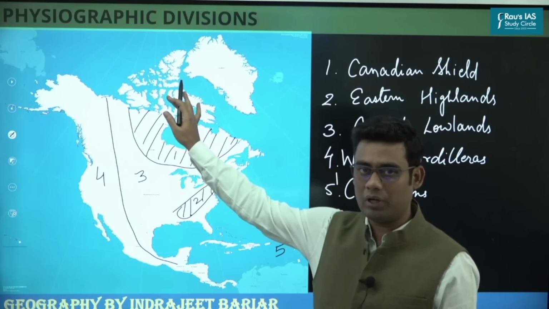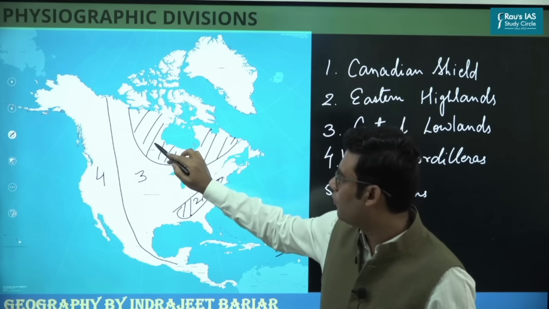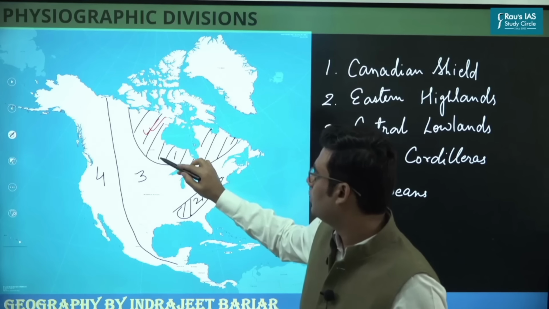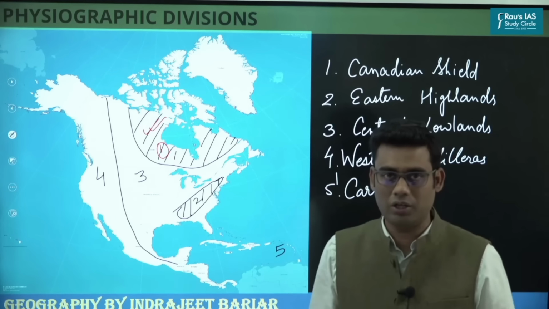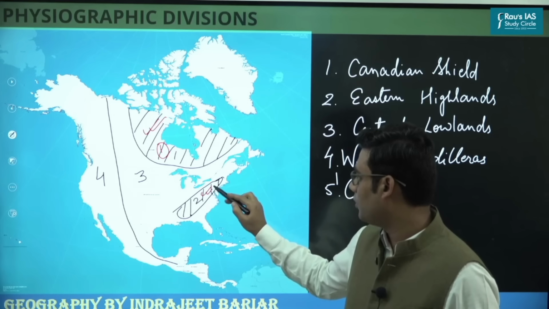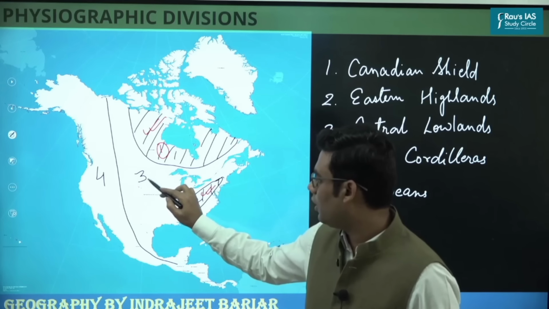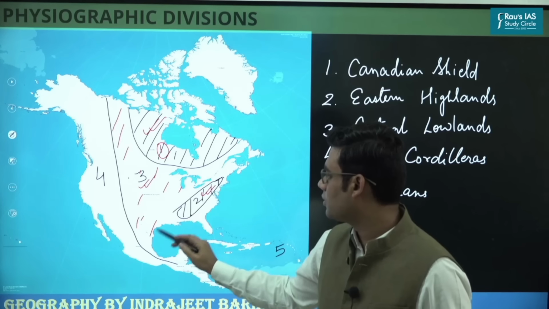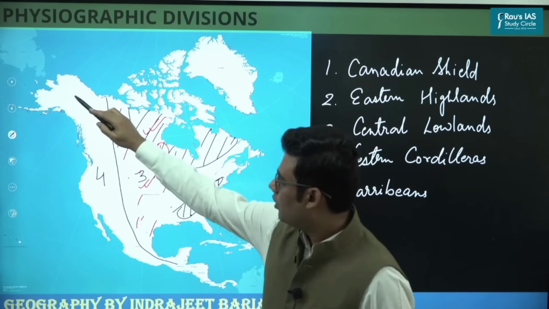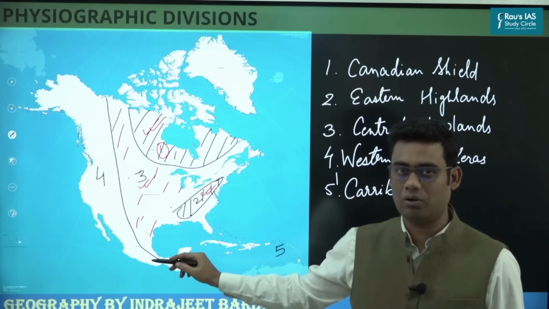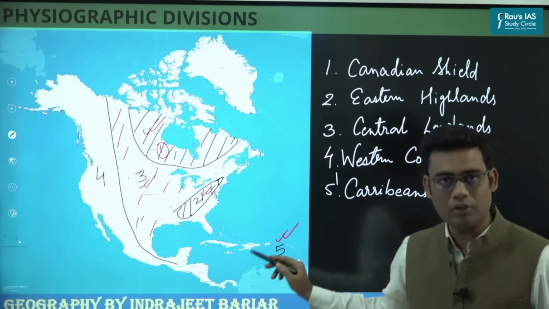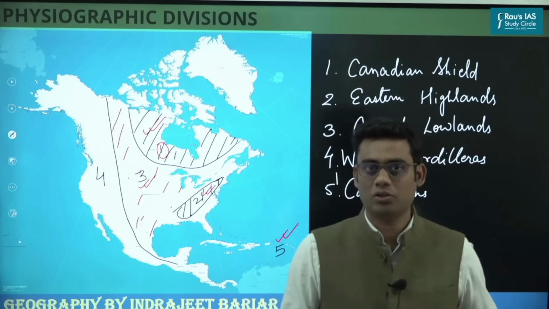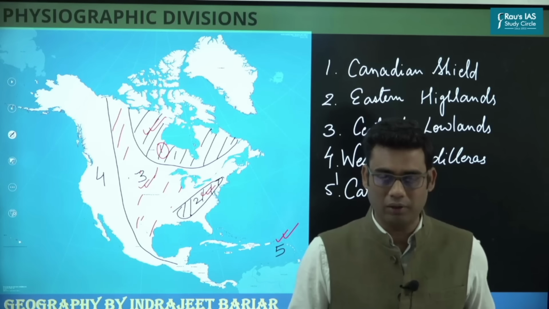And now in the map, you can see again, check over here, this portion, let's call it 1. This is the Canadian Shield. You have the second one over here, which is the Eastern Highlands. You have the third one over here, this whole region, which would be the Central Lowlands. On the western side, you have what you call the Western Cordilleras. And over here, the fifth one, which we call Caribbeans. So 5 physiographic divisions. Now let's talk about these physiographic divisions one by one.